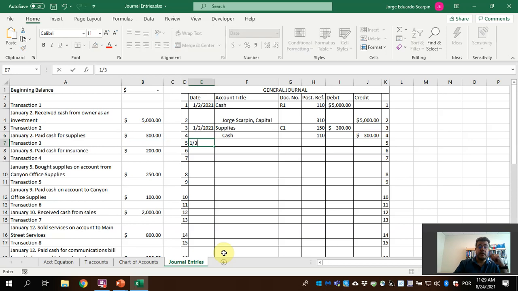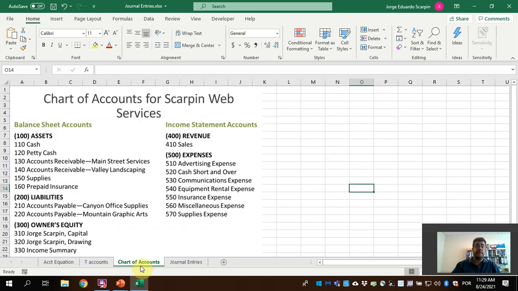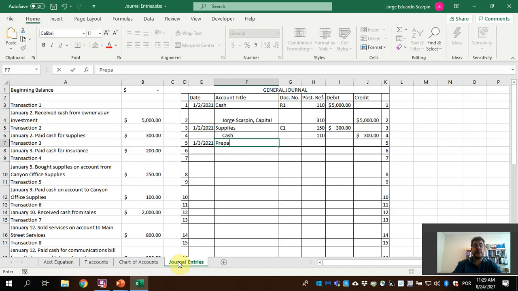Transaction 3, January 3rd. And paid cash for insurance. It is our prepaid insurance. We will use this insurance for a long time. So it is an asset. Prepaid insurance 160.